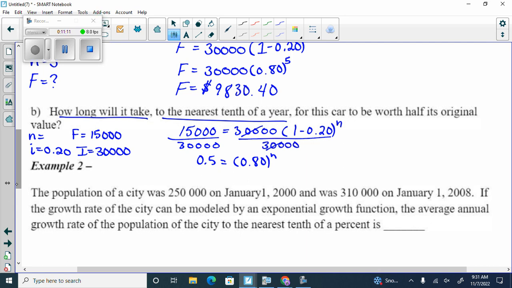So we go second trace 5, enter, enter, enter, because we're finding where they intersect. Whenever we do y1, y2, we find out where they intersect. We get n equals 3.1 years. But we're going to do it algebraically as well.